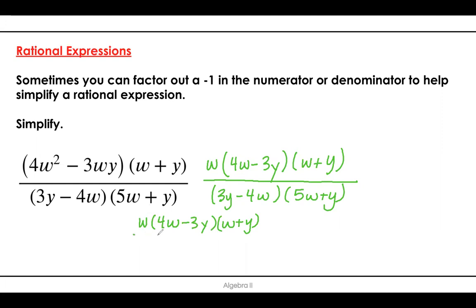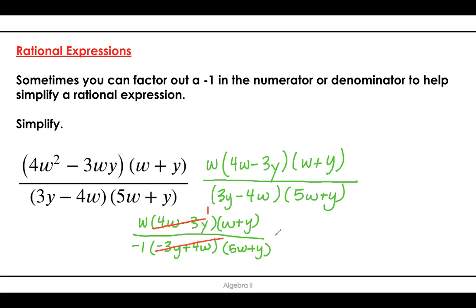And then in my denominator, I'm going to factor out a -1. And you can do the numerator or the denominator. It really does not matter. So I'm going to factor out a -1. And then I'm going to have a -3y plus 4w, and then 5w plus y. So now these are the same, just in a different order. So then they will cancel to give me 1.